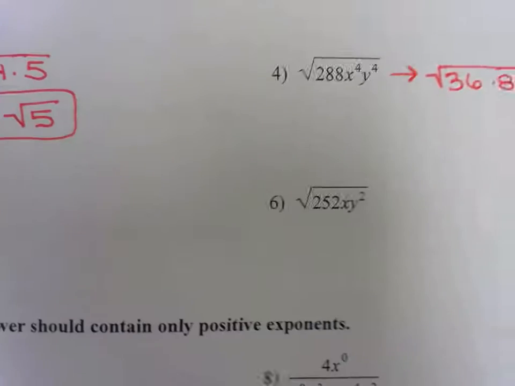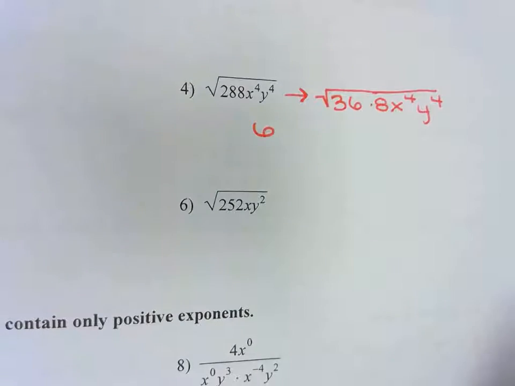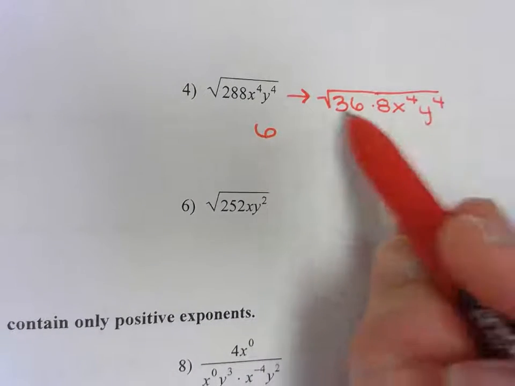Because I want to show you, even if you don't get the biggest perfect square, as long as one of them is a perfect square, you can get started with it. You might have to do it twice, but you can at least get started with it. So 36 times 8. What is the square root of 36? 6. So I bring it out front. Okay, let's start. Square root of 8.